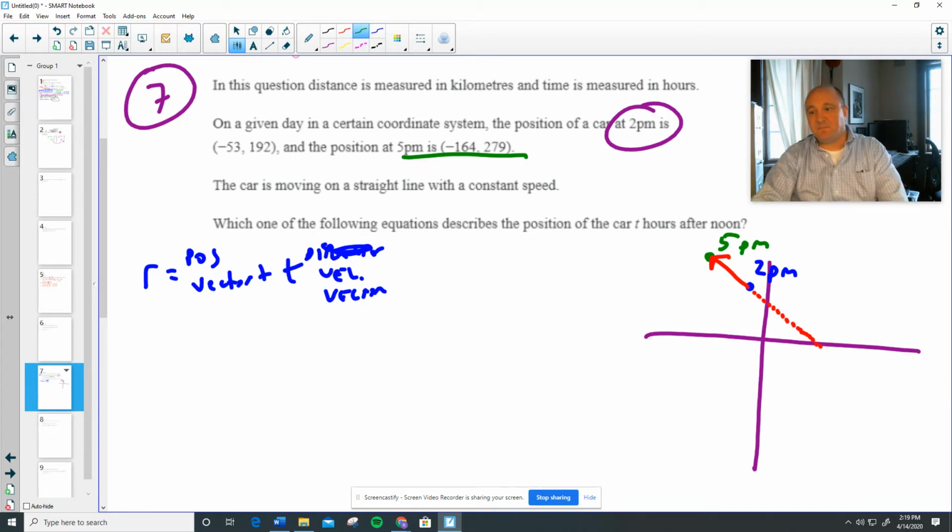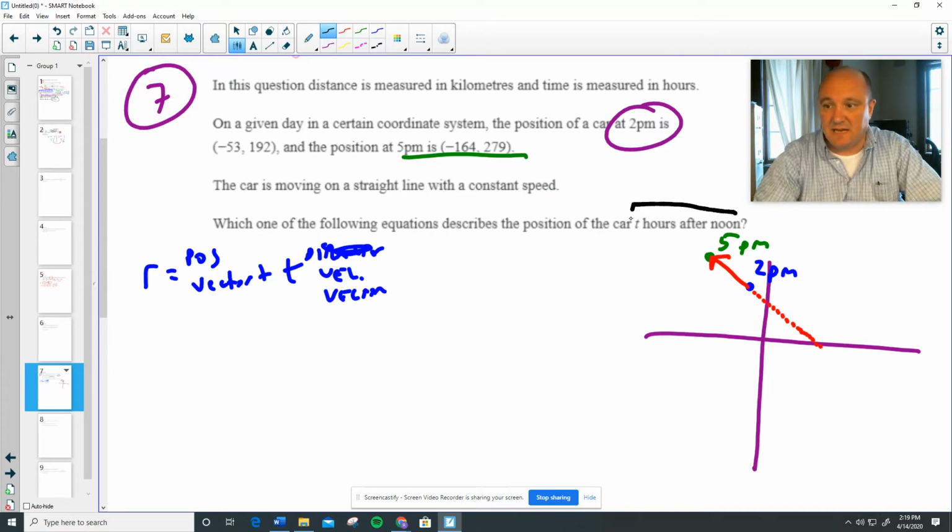All right, so let's do that. The first thing we need to do is find the velocity vector. Now, this vector shows the distance traveled in 3 hours. So if we find this vector and divide it by 3, we're going to have our velocity vector. Our position vector, we have to take based on what the question asks us. The question wants us to write an equation describing the position of the car t hours after noon. So we have to figure out where the car was at noon. So somewhere back here, but we're going to have to find that mathematically. And that's going to be the position vector.